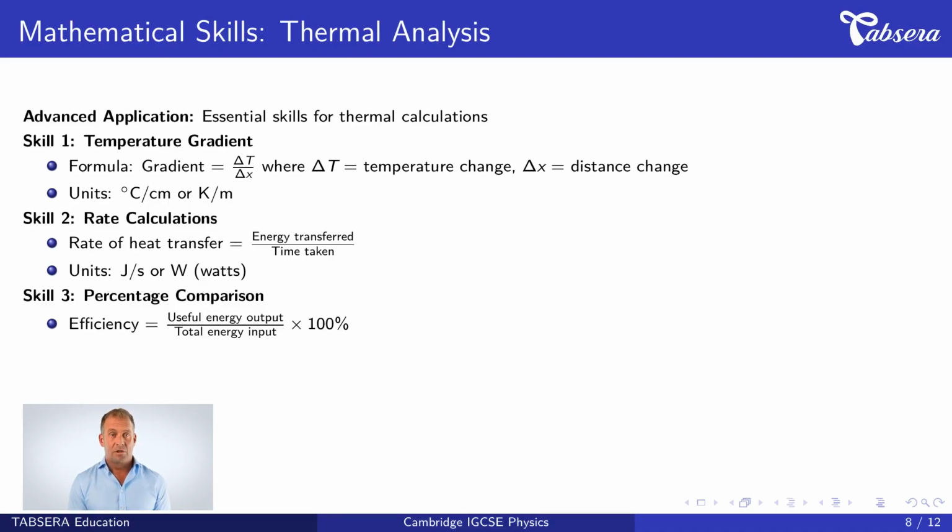Mathematical skills are crucial in thermal physics analysis. Let's examine 3 key skills for Cambridge IGCSE physics. First, temperature gradient calculation. The formula is gradient equals delta T divided by delta X, where delta T represents temperature change measured in degrees Celsius or Kelvin, and delta X represents distance change measured in centimeters or meters. The units are degrees Celsius per centimeter or Kelvin per meter. A steeper gradient indicates poorer thermal conduction.